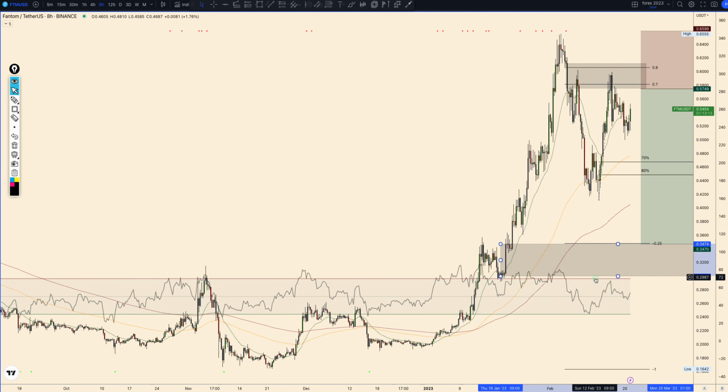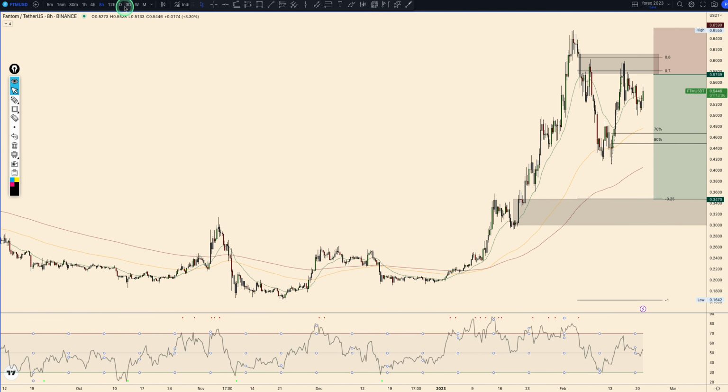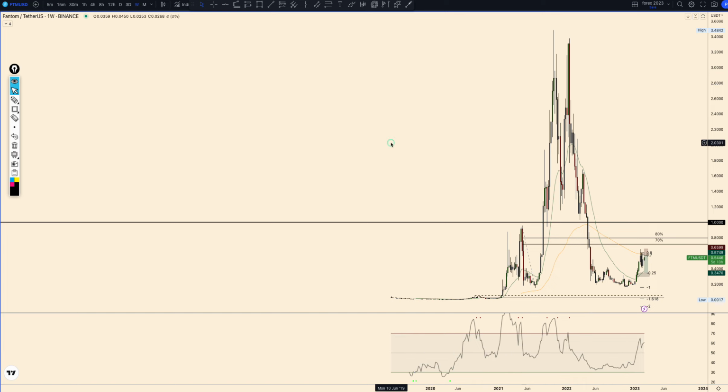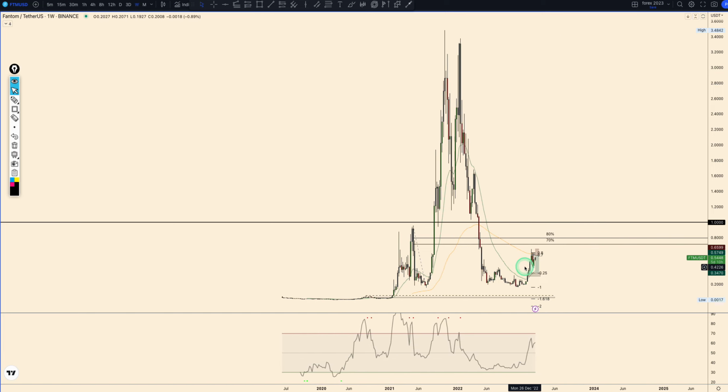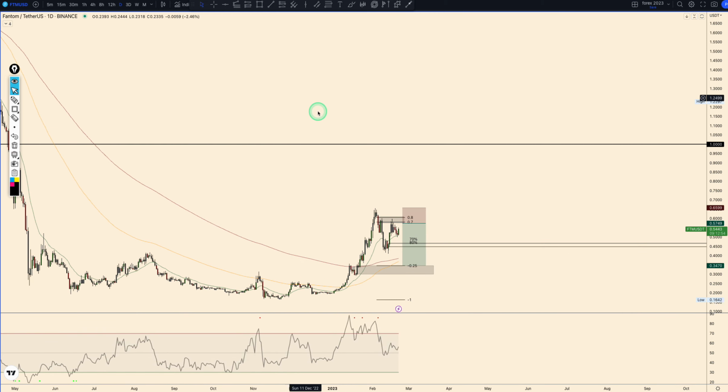For FTM, we're having a similar pattern. Let's go to the weekly. So on a weekly basis, we're just sitting here at the 100 EMA. Go to the daily. Okay, we do have some untapped liquidity a bit higher, but we reacted to this one, right? So we can react to that.